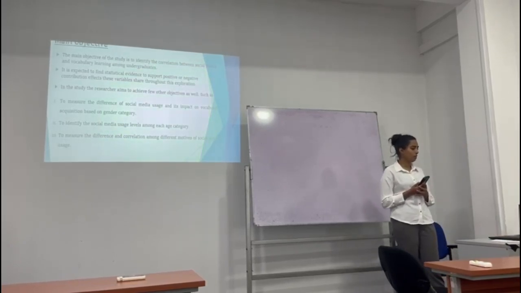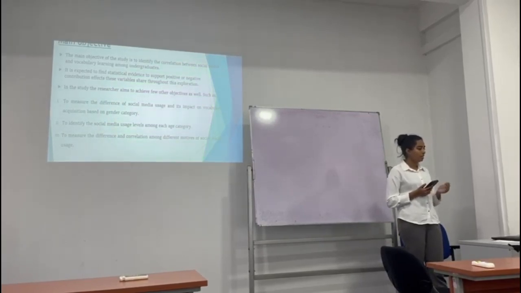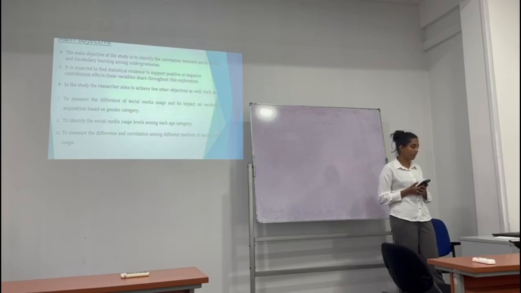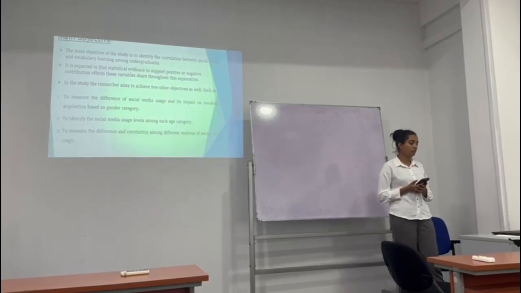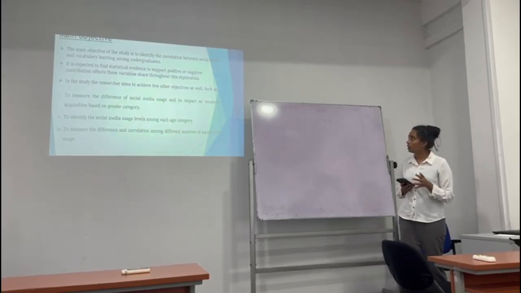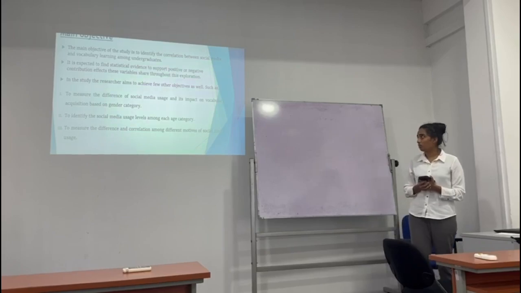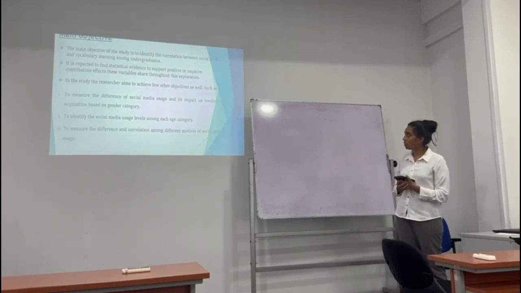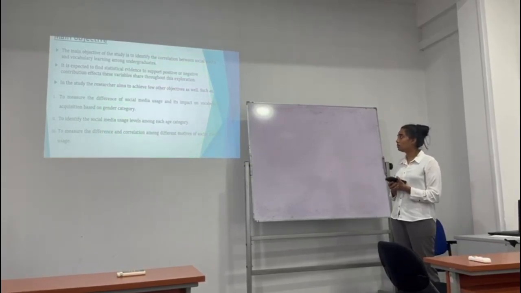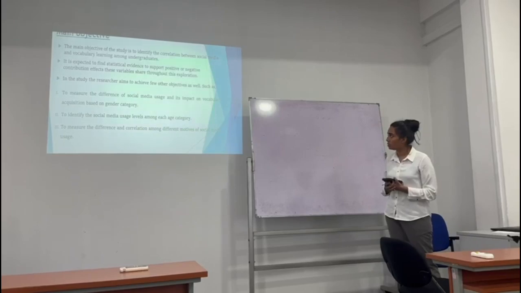The main objective of my study is to identify the correlation between social media and vocabulary learning, and it is expected to find statistical evidence to support the positive or negative contribution effects these variables share throughout this exploration. Here I have mentioned three more specific objectives in order to achieve the main objective: to measure the difference of social media usage and its impact on vocabulary acquisition based on gender category, to identify the social media usage levels among each age category, and to measure the difference and correlation among different motives of social media usage.